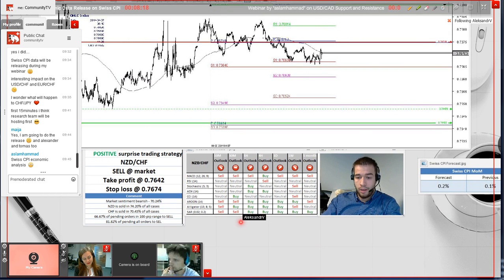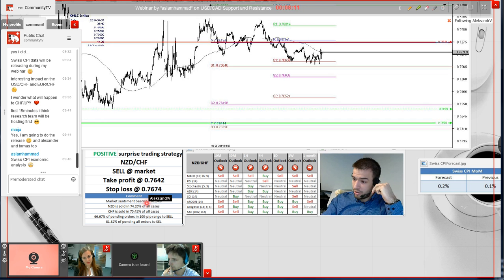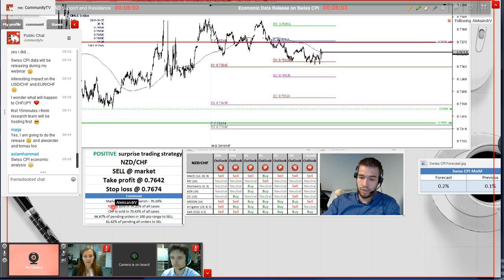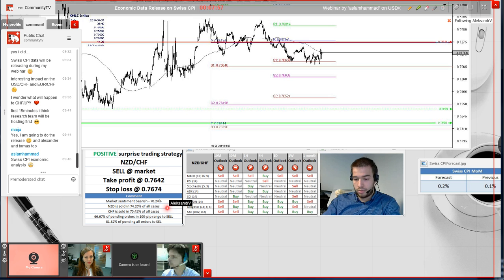As already mentioned, the market sentiment is strongly bearish, as more than 70% of traders are selling the pair, meaning that they expect the Swiss franc to appreciate versus the kiwi. Meanwhile, both currencies are sold in the vast majority of cases, and here we see that traders' attitude towards the Swiss franc is strongly negative, as they expect the currency to depreciate versus other major currencies.